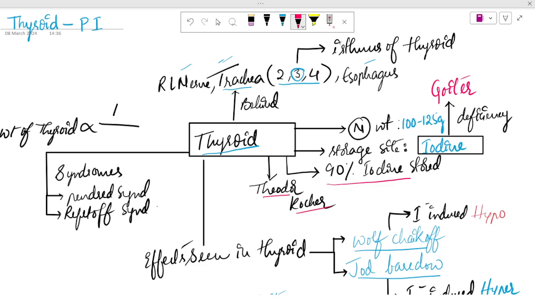Now, what is the relation between thyroid and the iodine? The weight of thyroid is inversely proportional to the total amount of iodine present in the body. That is the relation between iodine and the thyroid weight. Now, what are the syndromes that are related to the thyroid? Some of the syndromes related to the thyroid are Pendred syndrome and Refetoff syndrome.